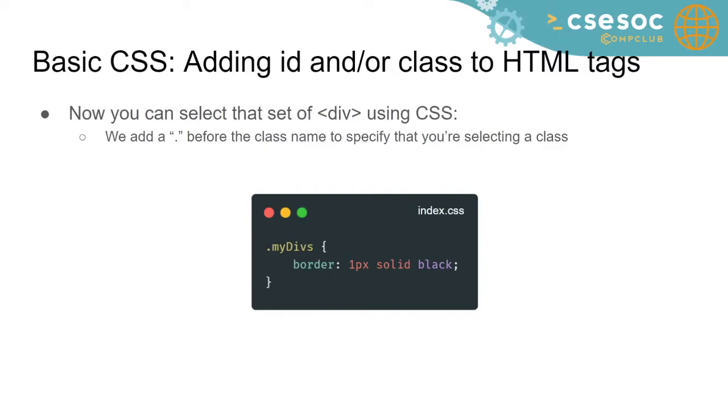Keep in mind that the difference between selecting using an ID and selecting using a class is that for your class, you need to have a dot, or a full stop, before the class name to specify that you're selecting a class. So class is always a dot or full stop, whereas like Kenneth mentioned earlier, the ID is always a hashtag.